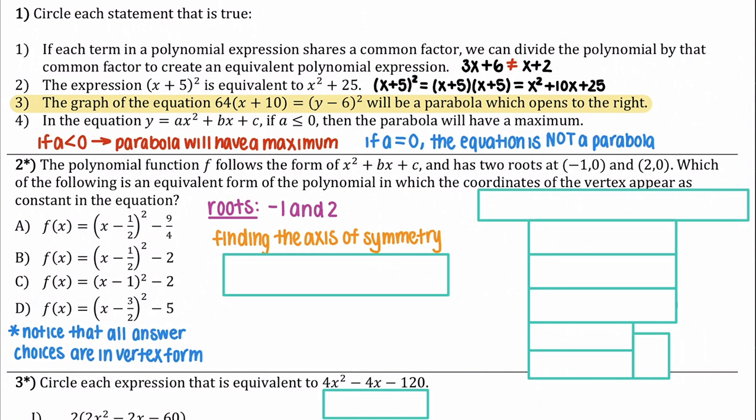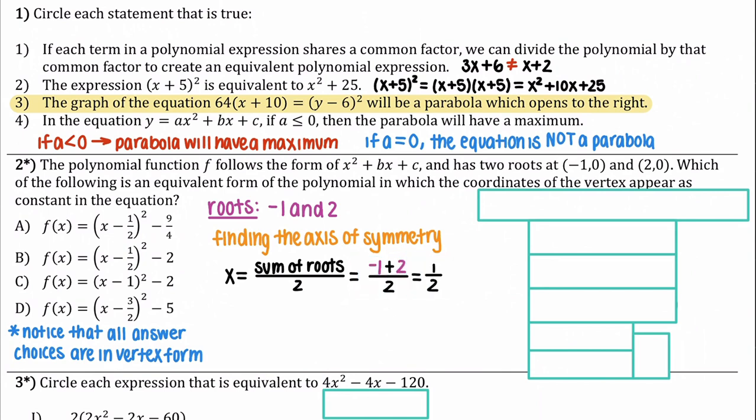So for example, if we were to randomly graph it like this, with our roots of -1 and +2, the vertex or the axis of symmetry will always be midway between the roots. So in turn, we want to find the middle number between the roots, or in other words, we take the sum of the roots and divide by 2. And so the sum would be -1 plus 2, all divided by 2, and that gives us 1/2 as such.